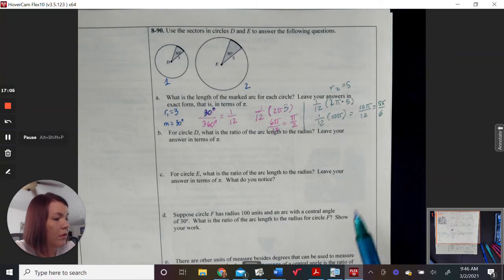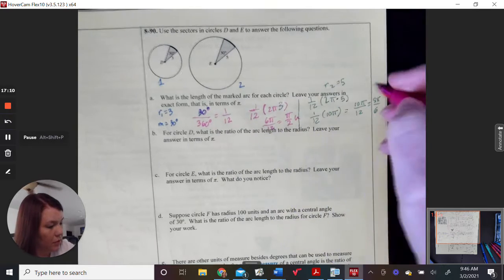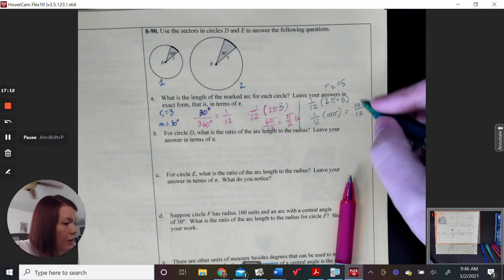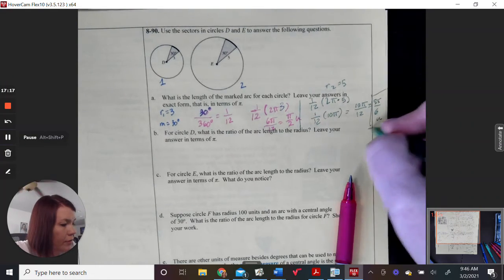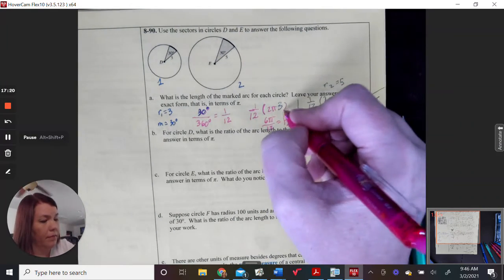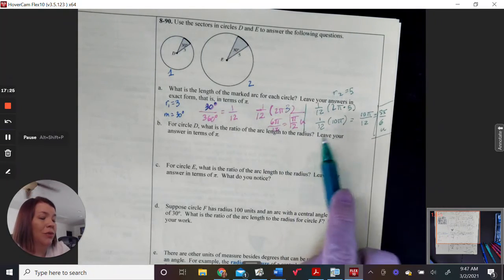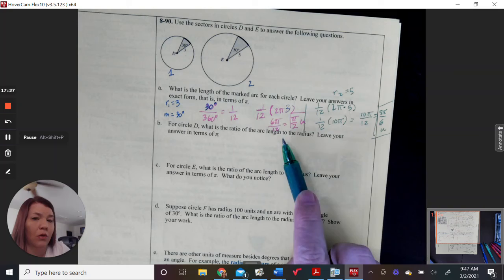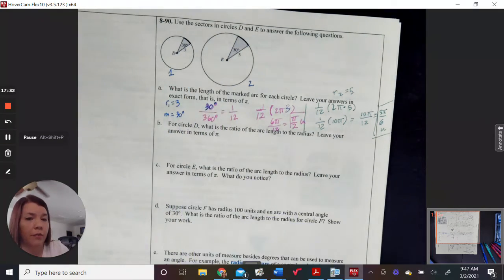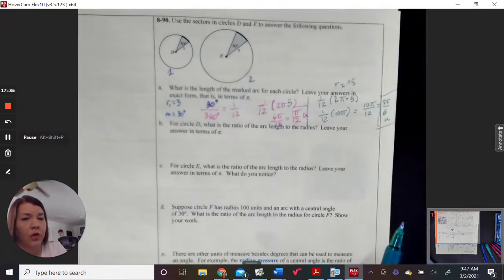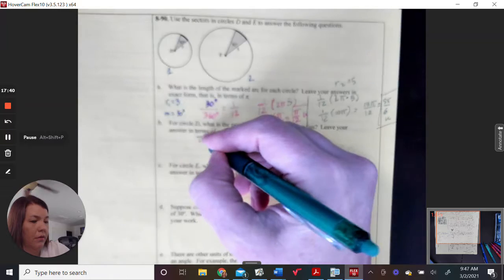What is the ratio of the arc length to the radius? Ratio of arc length to the radius for circle D, which we call circle 1. Okay, ratio of the arc length, so the arc length, pi halves, to the radius, we're dividing. Which is pi halves times 1/3, or pi over 6.